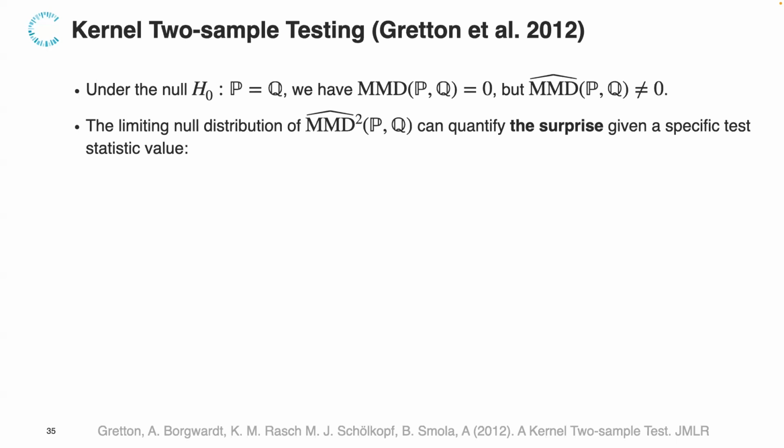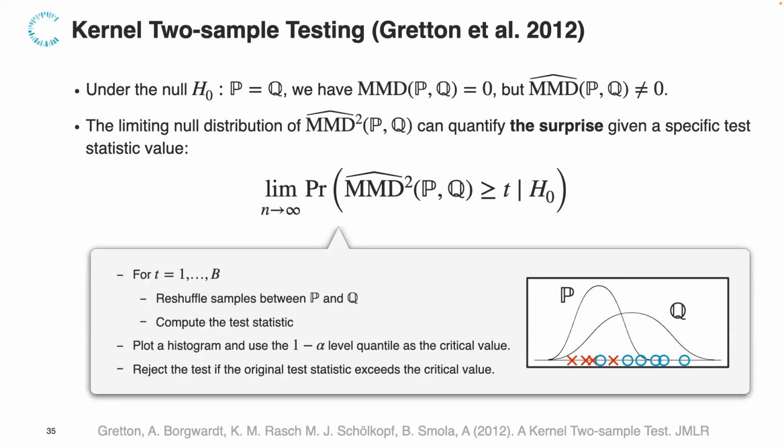So usually in testing, we need to compute the limiting null distribution of the test statistic. And with the limiting null, we know how much surprise we can quantify when we see the data. That's what the null distribution can be used for. However, in the case of MMD, this limiting null distribution converges to an infinite sum of chi-squares, which means it's not very useful for computing the p-value, for example.